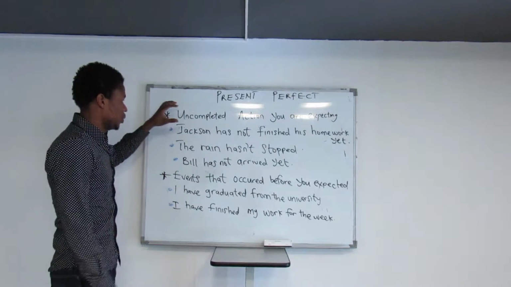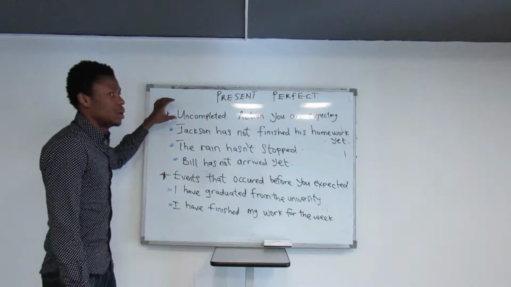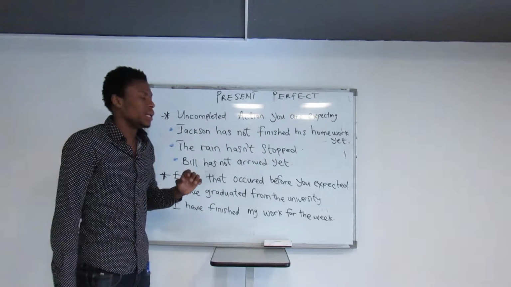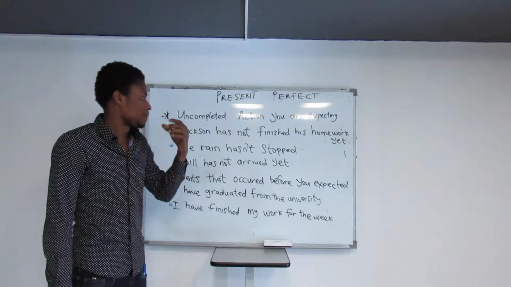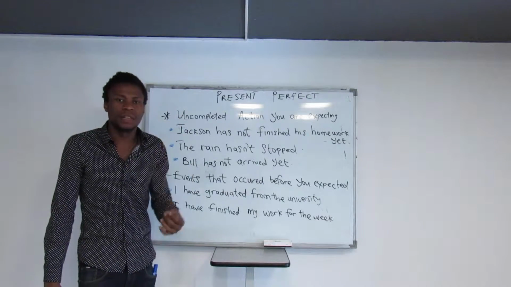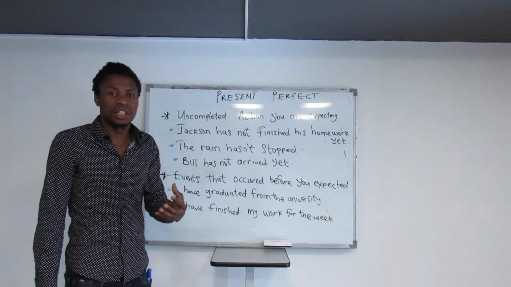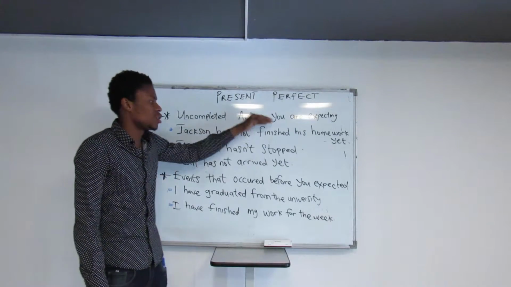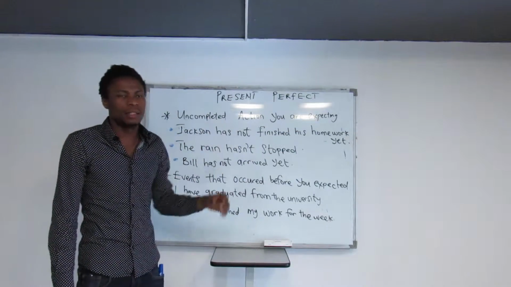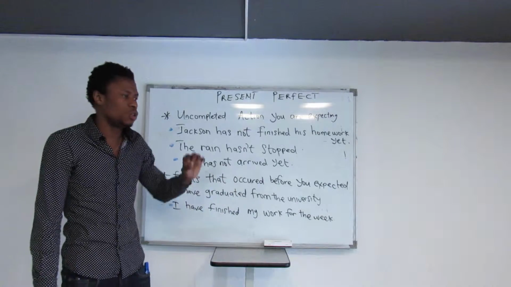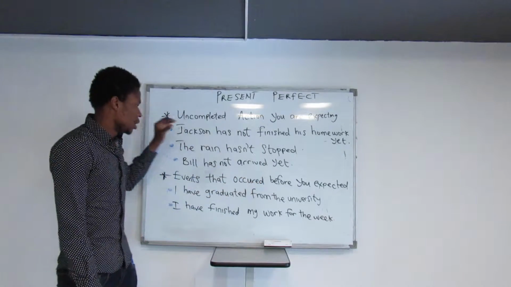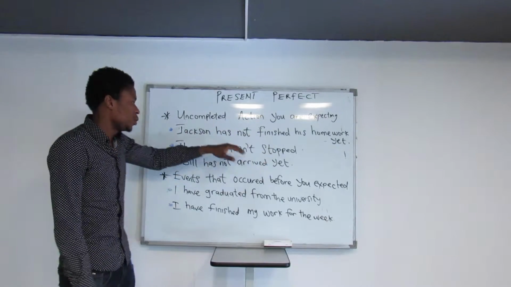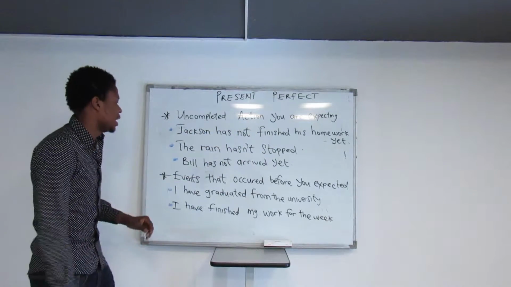So we use present perfect to talk about uncompleted action you are expecting. And that means actions that you are expecting to finish, but it's not finished yet. For example, Jackson has not finished his homework yet. So you are waiting for Jackson to finish his homework so you can go out somewhere, but you have to wait. But at this moment, Jackson has not finished yet. So we use present perfect to talk about that.